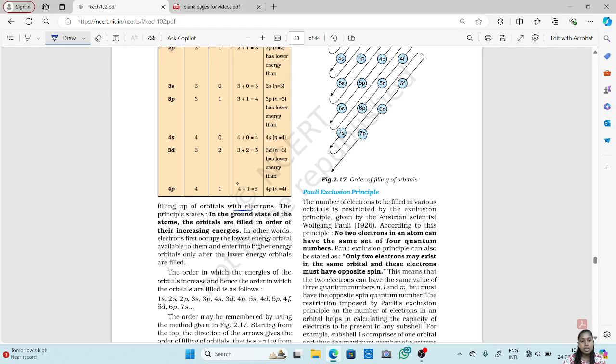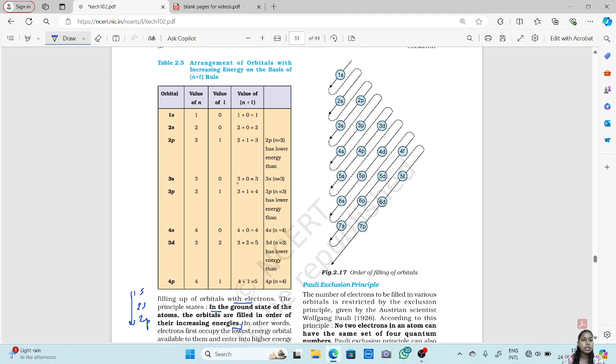Now the principle states that in the ground state of the atom, the orbitals are filled in the order of their increasing energies. When they are in the ground state, all the electrons are in their original energy levels. At that time, the orbitals are filled in order of their increasing energies, like from 1s, 2s, to p. So it will be filled in the increasing order of their energies.